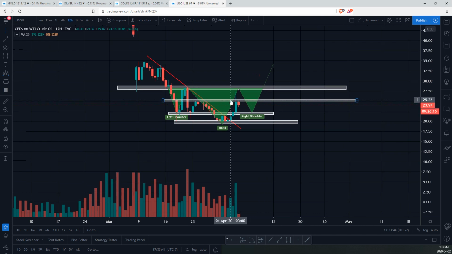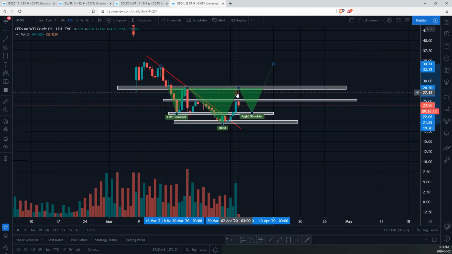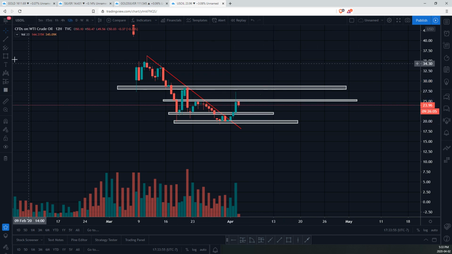Maybe, right? We don't exactly know. That could be option one. That would be potentially a push to 34. So then your entry would be like 28, take profit 34. Want to manage risk pretty well.